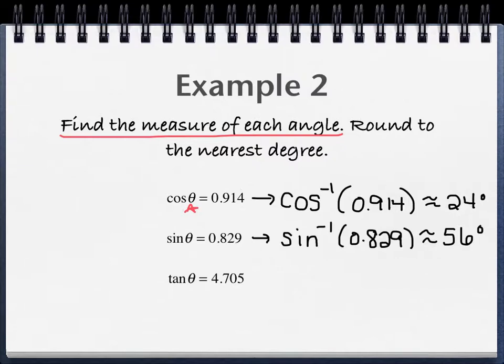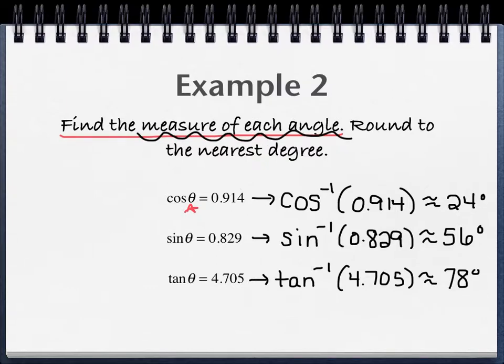And finally, this one I would do inverse tan of 4.705. And I get 78 degrees. Okay, that's all there is to it. So really the big takeaway today is when you find the measure of the angle, when it's the angle that you're looking for, you're going to have to use this inverse nonsense.